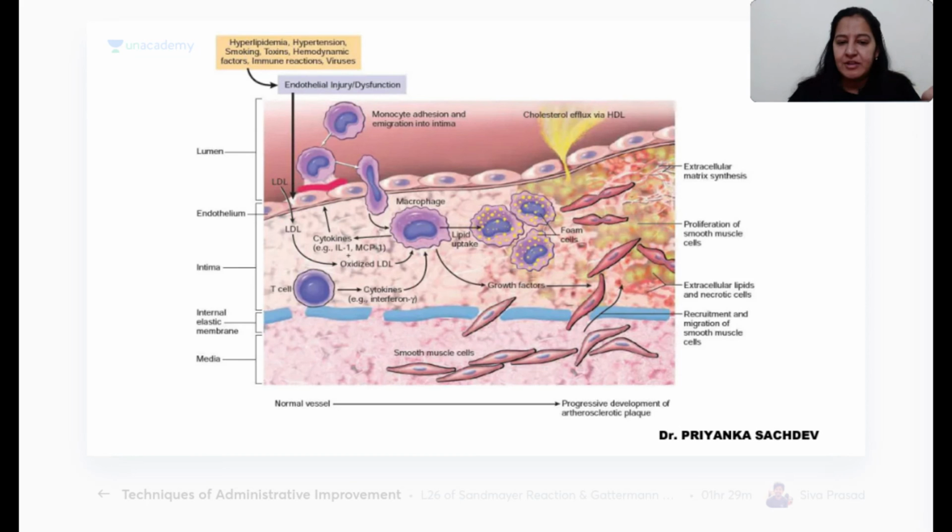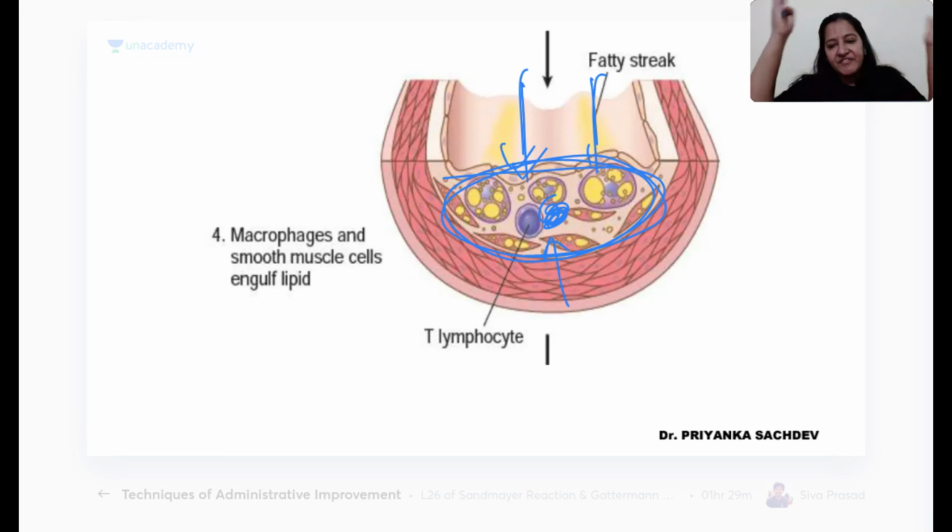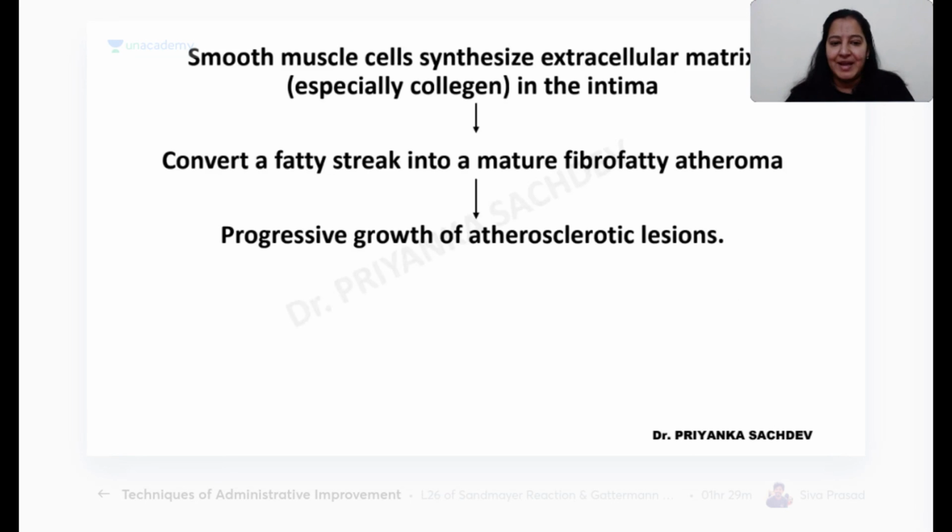And last step is maturation of the plaque. What will happen? More fat and fat will enter, and that fat will accumulate at the center. So center contains fat and periphery contains the cells. Two types of cells. Macrophages which are coming from the lumen, monocytes coming from the lumen, and smooth muscle cells coming from the media, and both of them have engulfed the fat. And fat is present as a core at the center also. So that is maturation of the plaque.